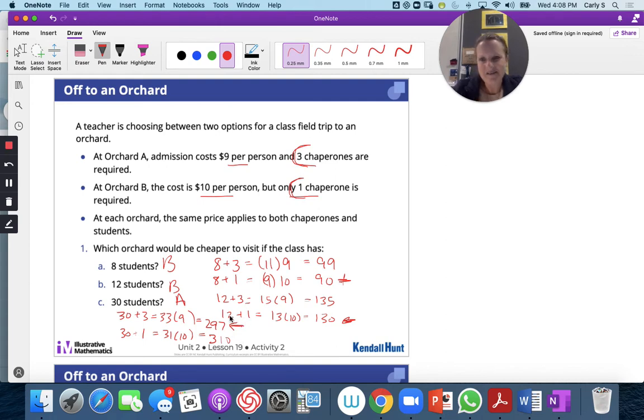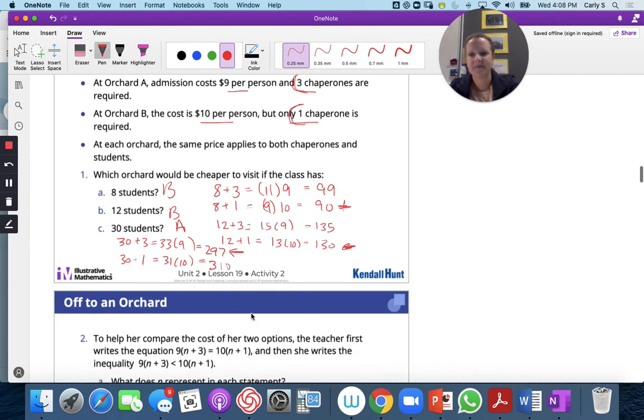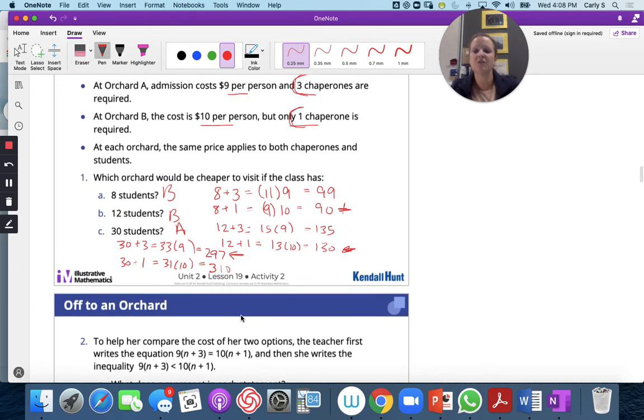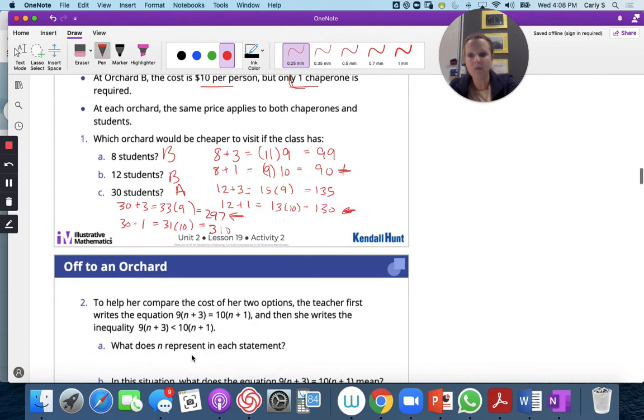All right, moving on. To help her compare the cost of her 2 options, the teacher first writes the equation 9 times the number of students plus 3 equals 10 times the number of students plus 1. And then she writes the inequality 9 times number of students plus 3 is less than 10 times number of students plus 1. Okay, what does n represent in each statement? I've said it a few times. Number of students.